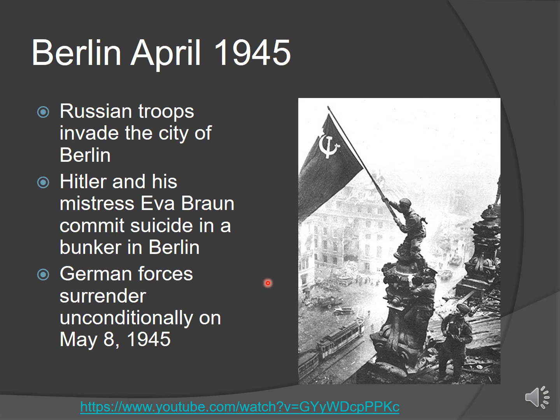Hitler had been in his bunker in Berlin since January of 1945, basically holed up, running the war from the bunker room, and trying to protect himself. And he had with him his mistress, Eva Braun. When it became clear that Berlin was going to fall, he actually married his mistress, and then 48 hours later, they committed suicide on April 30th of 1945.